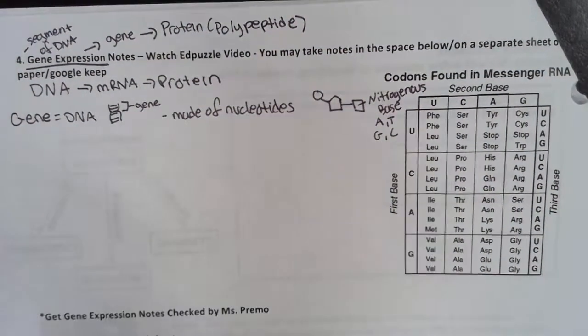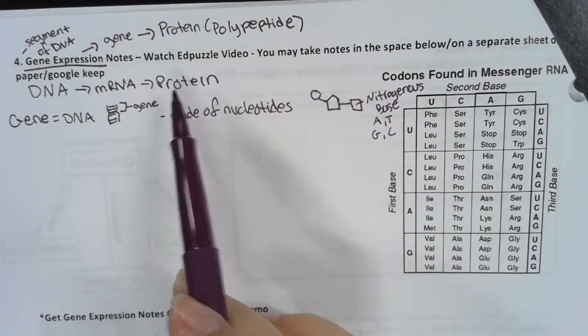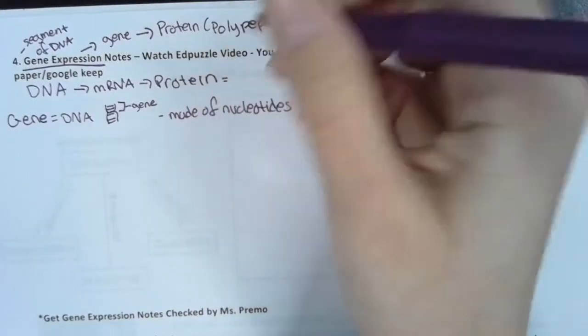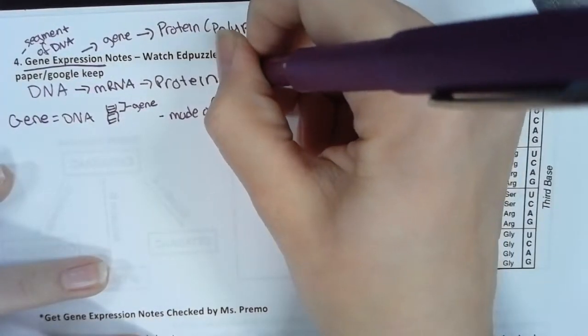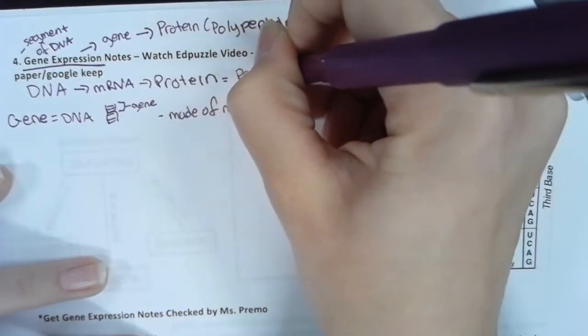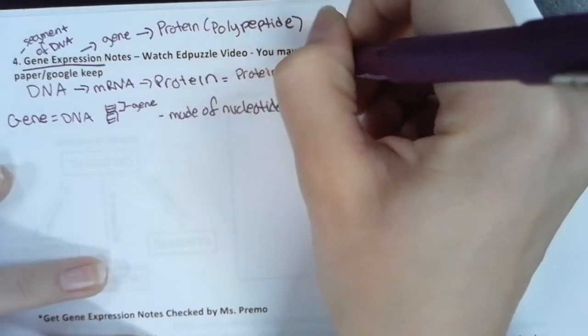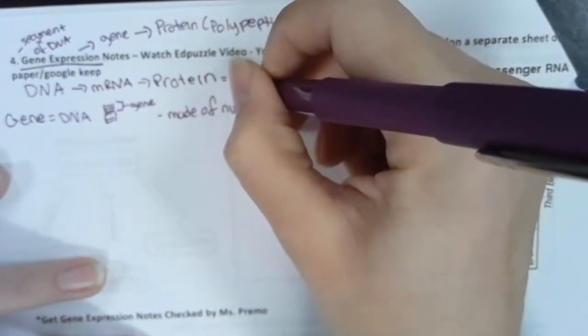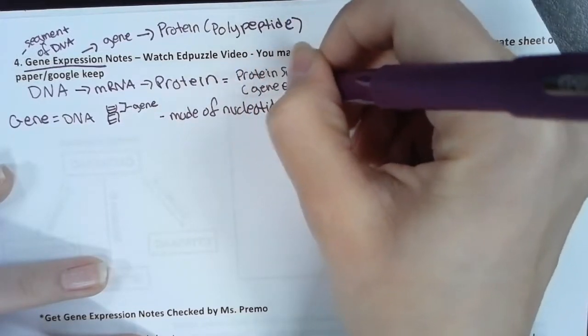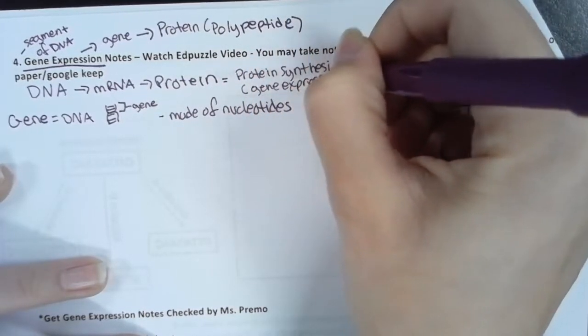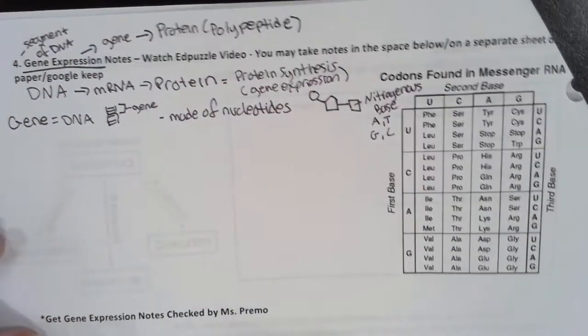All right, so we're going to do an example. We're first going to review how do I get from DNA to protein. This is called protein synthesis or gene expression. So this is protein synthesis, and this is how genes are expressed. It's just when they turn into protein.